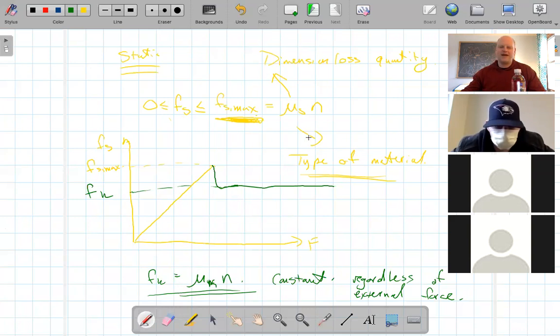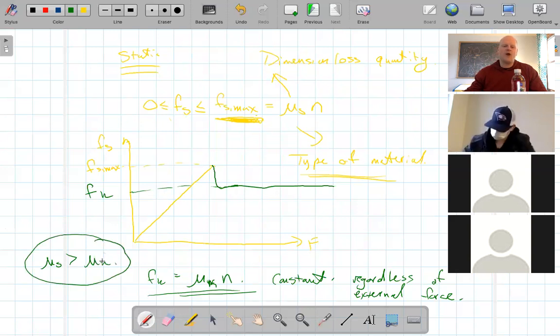Same thing with mu sub k, just like mu sub s. Mu sub k is also dimensionless. It also depends on the type of material. And what's always going to be true is that mu sub s will always be greater than mu sub k. So the static friction coefficient will always be greater than the kinetic friction coefficient.